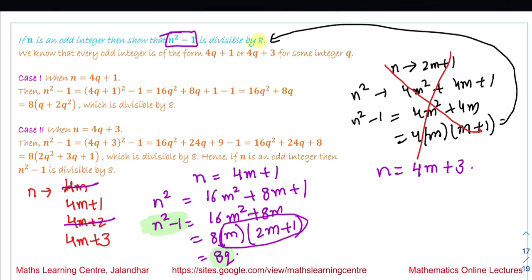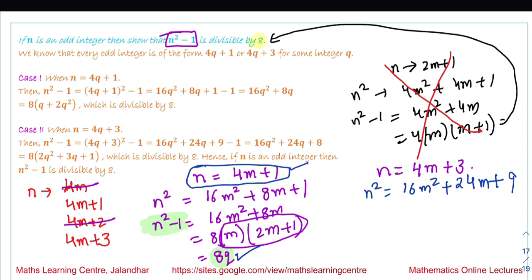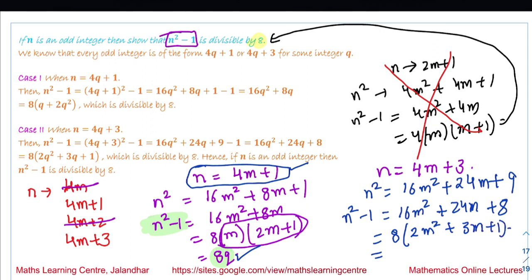Next, the second form we will have is 4m plus 3. We are saying n is odd, so n is either of the form 4m plus 1. If it is of the form 4m plus 1, then it is divisible by 8. Now n is equal to 4m plus 3. If it is of this form, then n square is equal to 16m square plus 24m plus 9. n square minus 1 is equal to 16m square plus 24m plus 8. We take 8 common from this, and we are left with 2m square plus 3m plus 1. This is 8 times some q. So what we get is that n square minus 1 is divisible by 8.